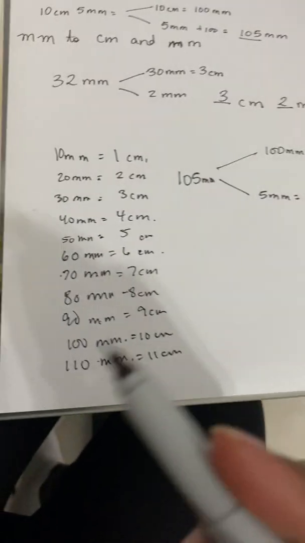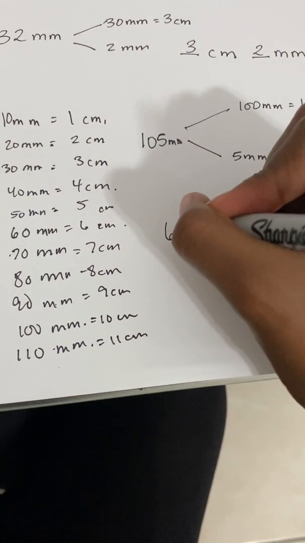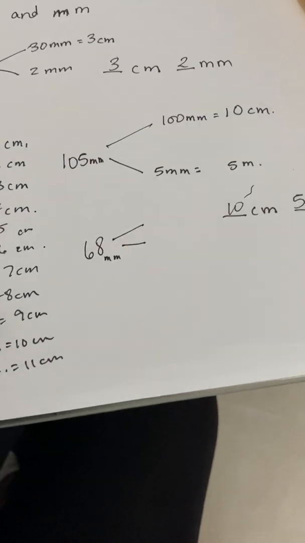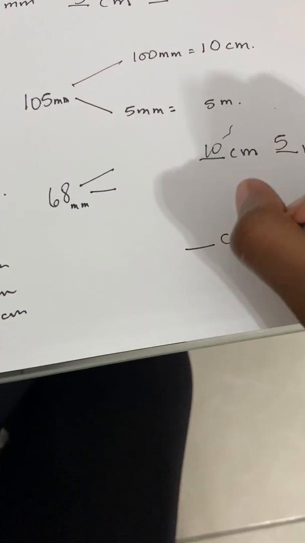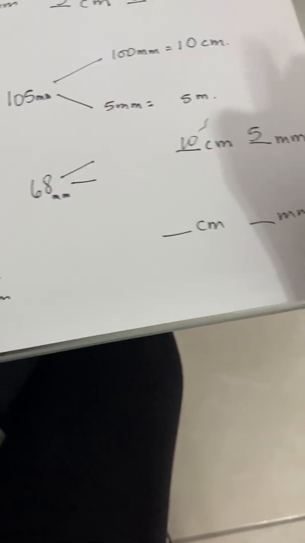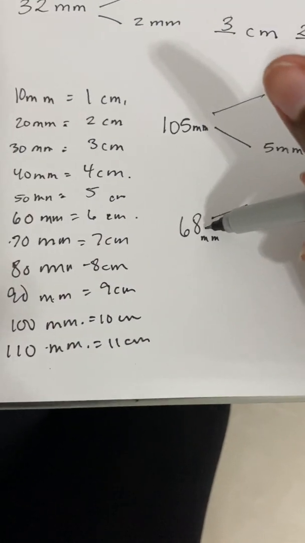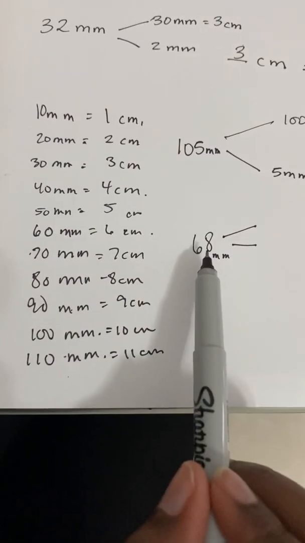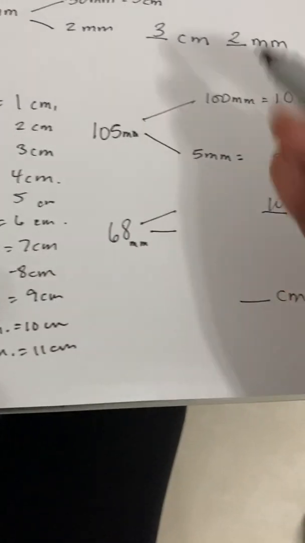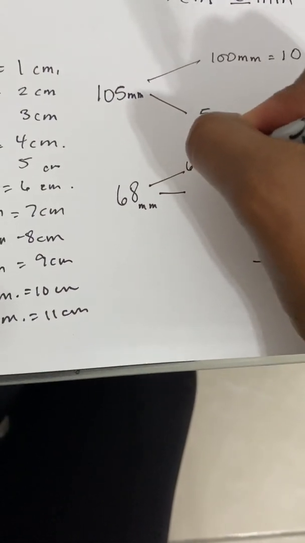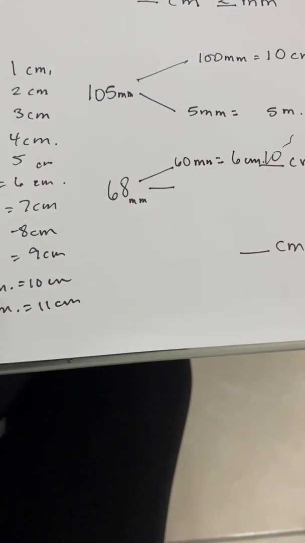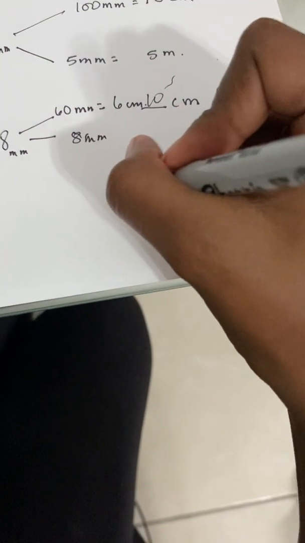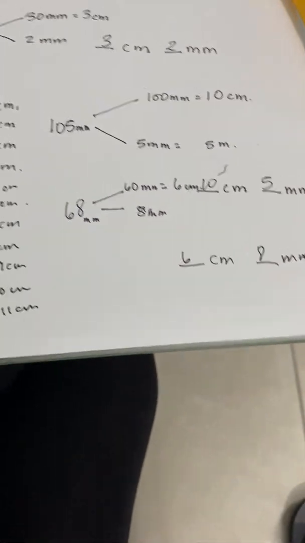So let's do a last one. If I have 68 millimeters, and I'm trying to turn that into centimeters and millimeters, you have to pay attention to the measurements because that could get a little confusing. I will look here. This is going to be 60 because it's not at 70. 8 millimeters is less. So 60 millimeters equals 6 centimeters, and then I have 8 millimeters remaining. So I will have 6 centimeters, 8 millimeters. So that's how we do it.